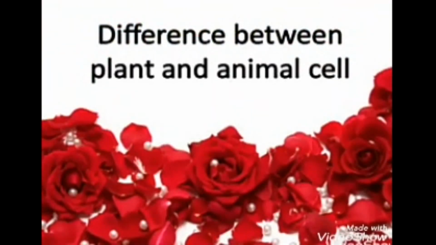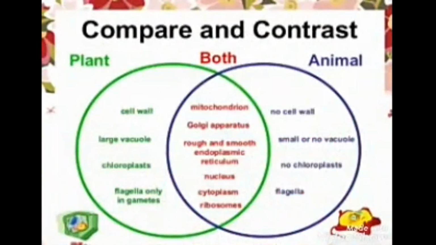Next is the difference between plants and animals. Plants have cell walls, but animals do not have cell walls. Plants have a large vacuole. Animals have a vacuole, but small. Plants have chloroplast, but animal cells have no chloroplast. Plant cells have flagella only in gametes, but animal cells do not have flagella.